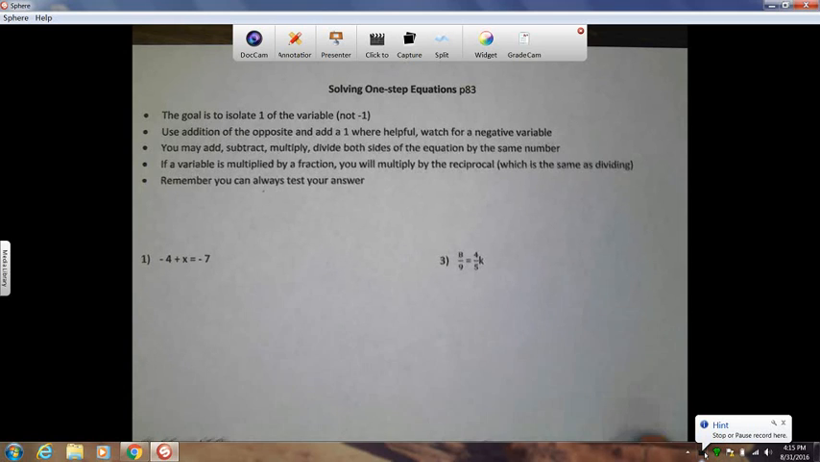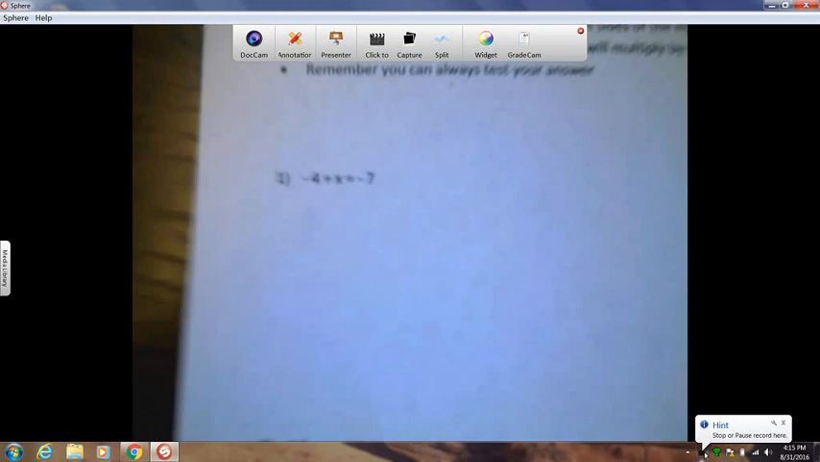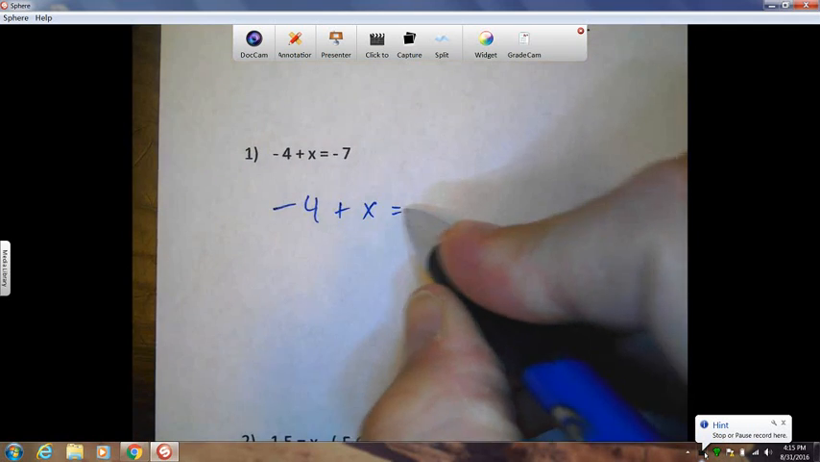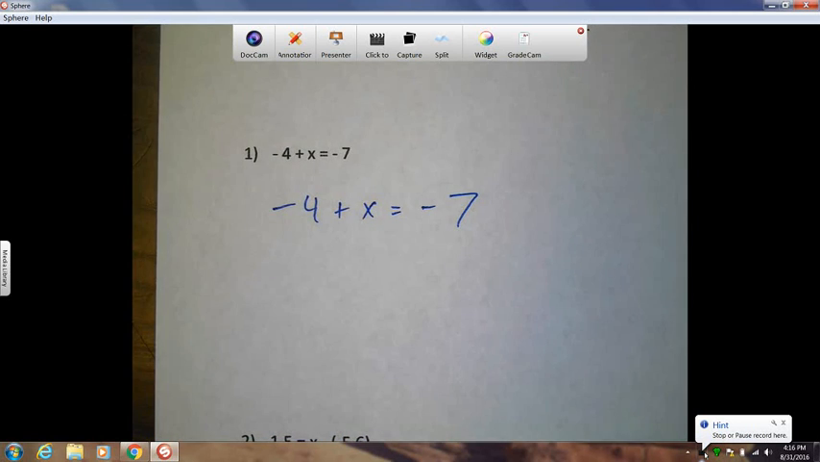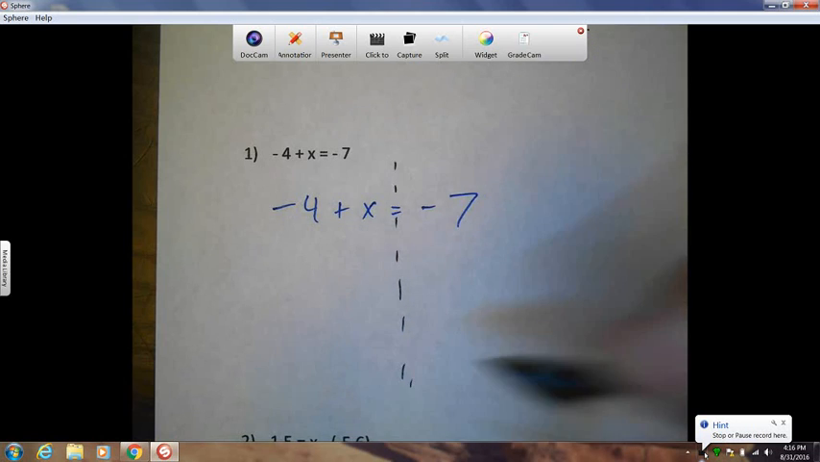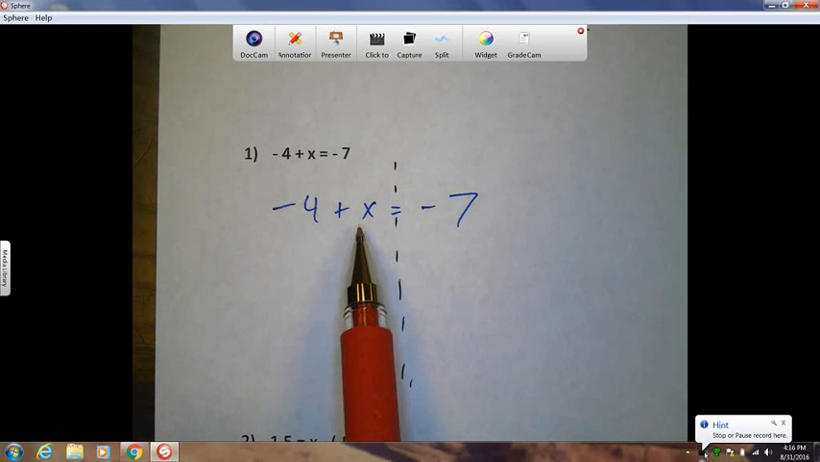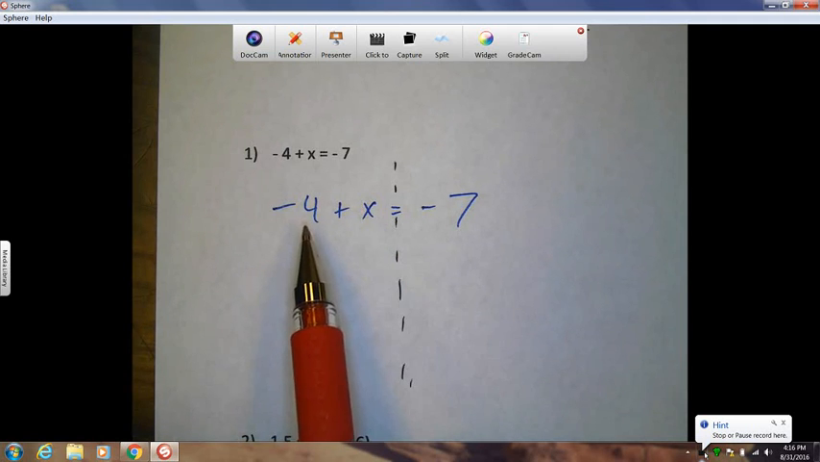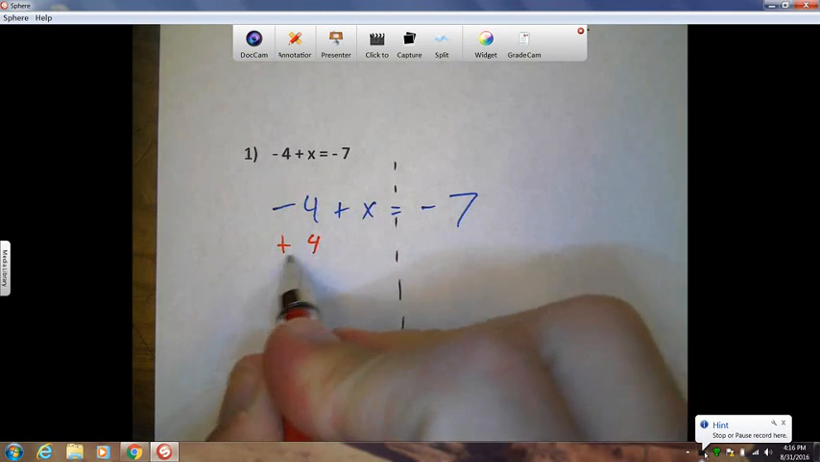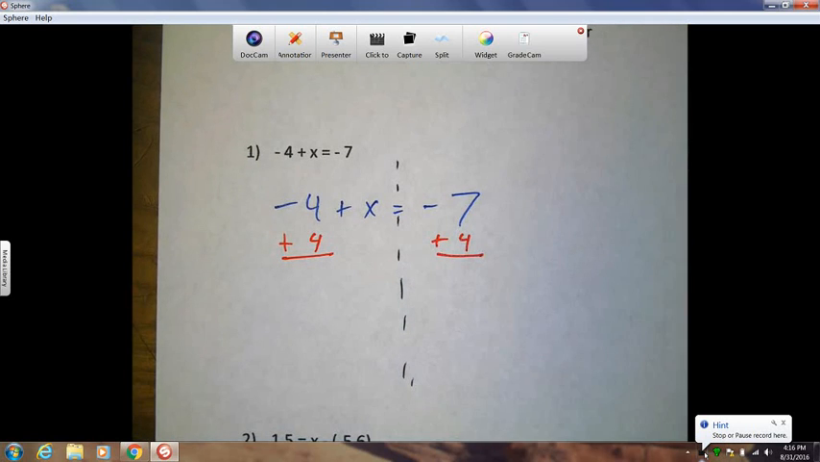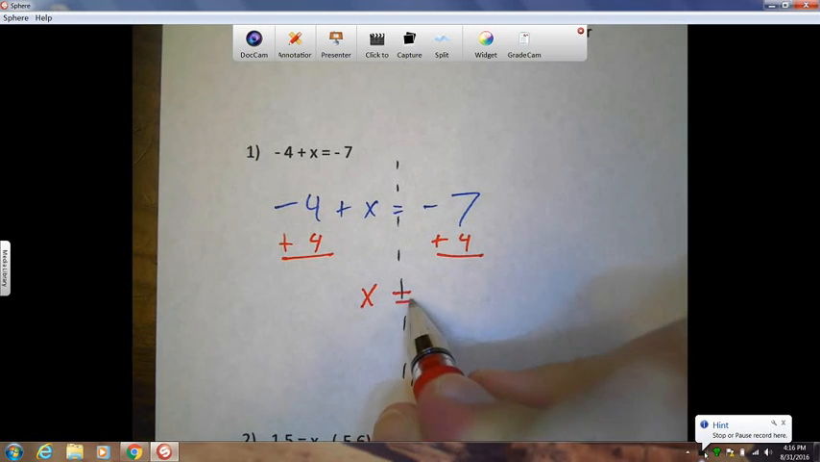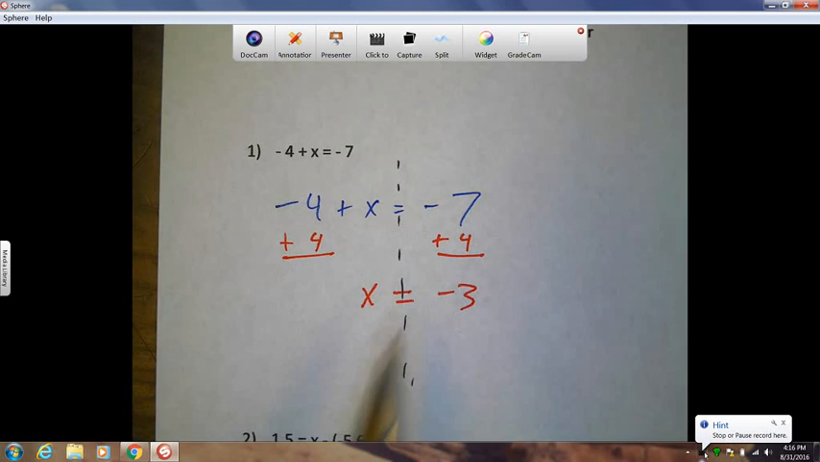So let's look at number 1. I'm going to rewrite it so that it's a little bit bigger. And I'm going to go ahead and draw a dotted line down where my equal sign is, because when you're solving these, you need to do the same thing on both sides of the equal sign. So I'm going to find the side that has my variable. I have a -4, so I need to get rid of that. To do that, I'm going to add 4. When that happens, I'm left with x is equal to -3. Notice how I added 4 on both sides of the equal sign. I have positive 1x, so I'm done.